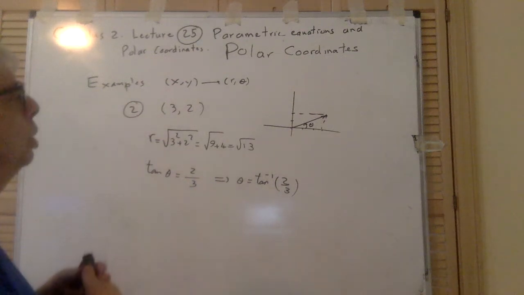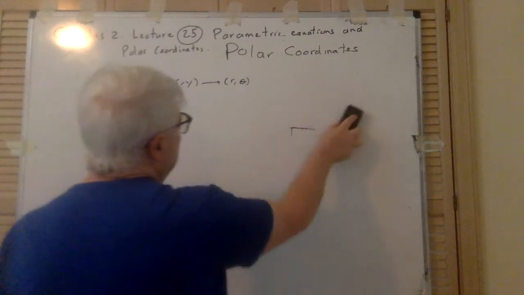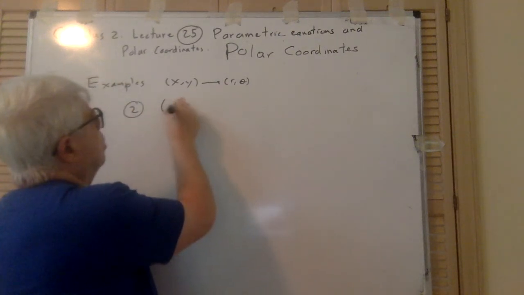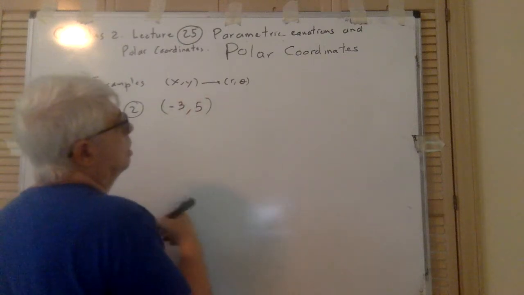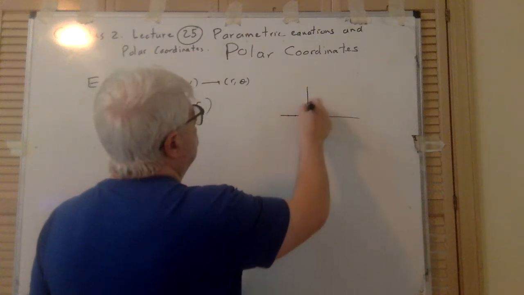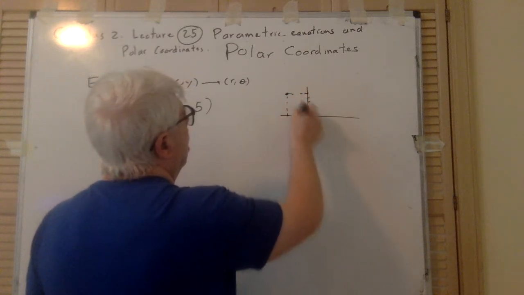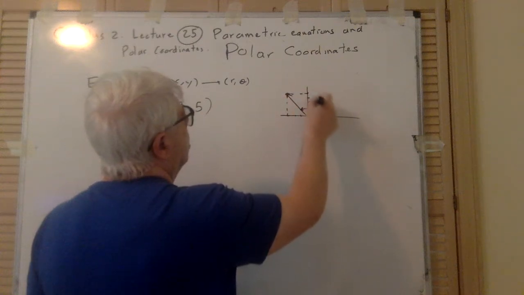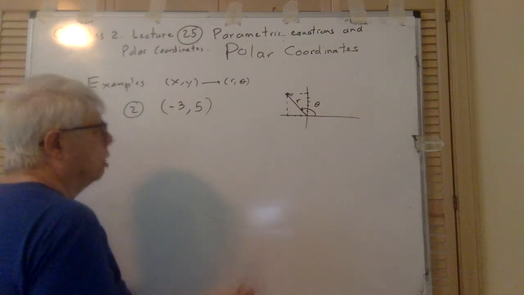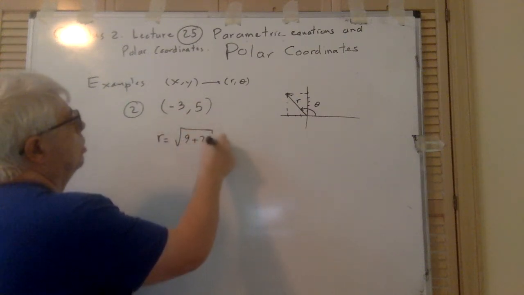Number two, let's see what happens if I have something in the second quadrant. I will give you an example in each quadrant. The second quadrant is like this. So let's say we have minus 3, 1, 2, 3, and then 1, 2, 3, 4, 5. It's somewhere here, right? Theta and R. Okay, second quadrant, again, R is the square root of 9 plus 25, so that's square root of 34.